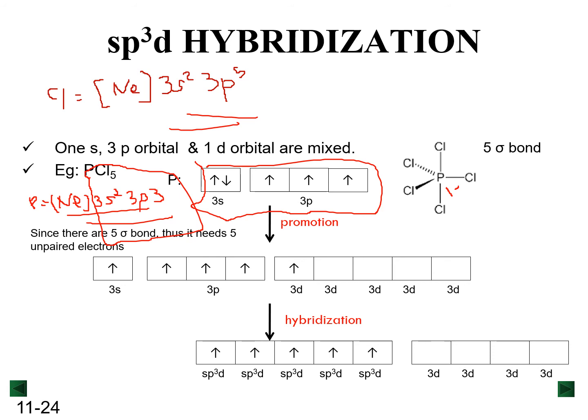So what we need to do, we need to promote the 1 electron here to where? Since the p orbital here is already full of unpaired electrons, we need to promote the 1 electron from s orbital to empty d orbital. Remember, P is in group 3, so group 3 and higher have empty d orbitals, so that's why this electron will be promoted to empty d orbital, forming this.